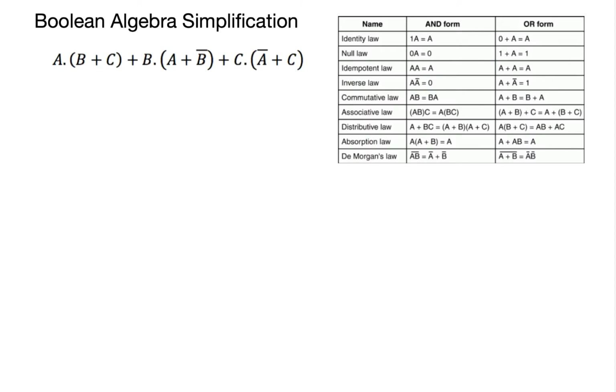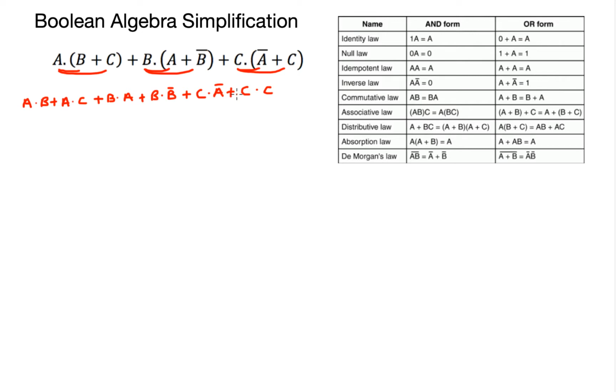So looking at this question here, you might be thinking, oh my goodness, what a mess. Well, don't panic. The first thing I would do here is just go crazy and expand all the brackets. So once we've expanded the brackets, that's going to give us A and B, or A and C, or B and A, or B and not B, or C and not A, or C and C. Can you spot anything there that we can work with?